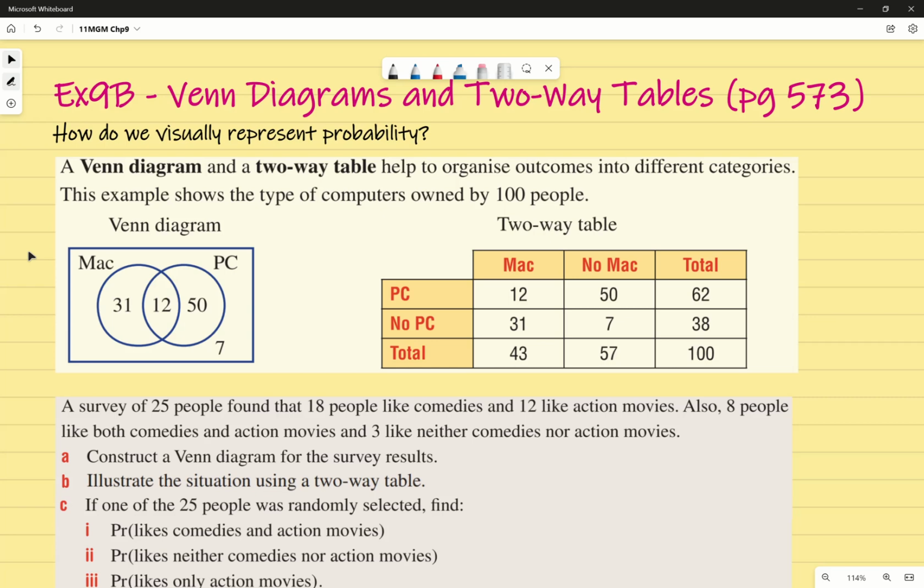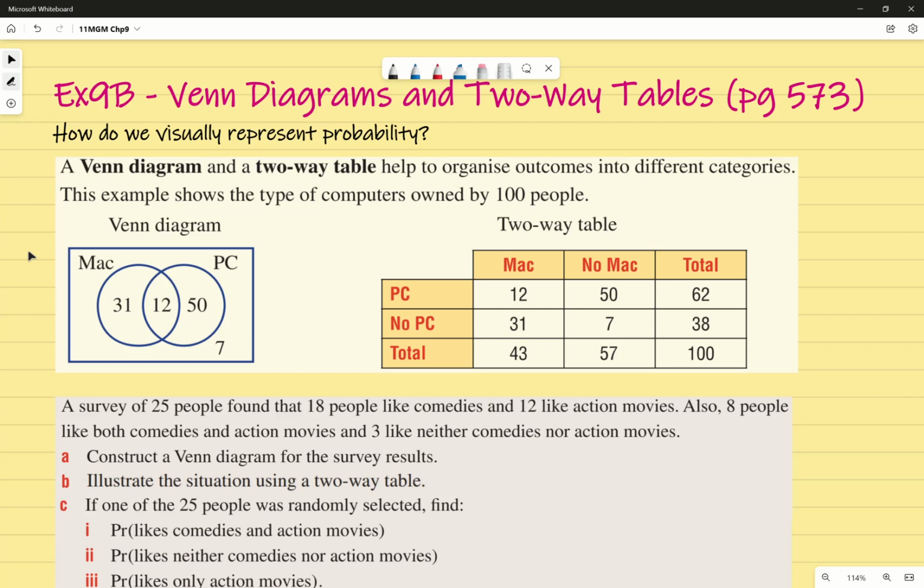As you can see on the left-hand side with the Venn diagram, two very common mistakes are made. One of the common mistakes is that, for example, for the probability of PC, people only look at that 50 there, when in fact anything in the PC circle is included in PC. Also note that if you were to add the number of people that use the Mac and the PC, there's that overlap again.